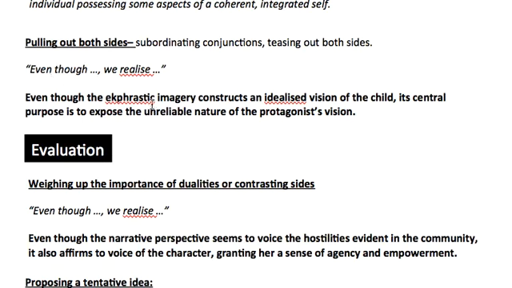So you might say, if you were talking about the imagery in Death in Venice, even though the ekphrastic imagery constructs an idealized vision of the child, his central purpose is to expose the unreliable nature of the protagonist's vision. So yes, even though the imagery gives us a beautiful vision of Tadzio, its main purpose is to show us basically how mental Aschenbach is.